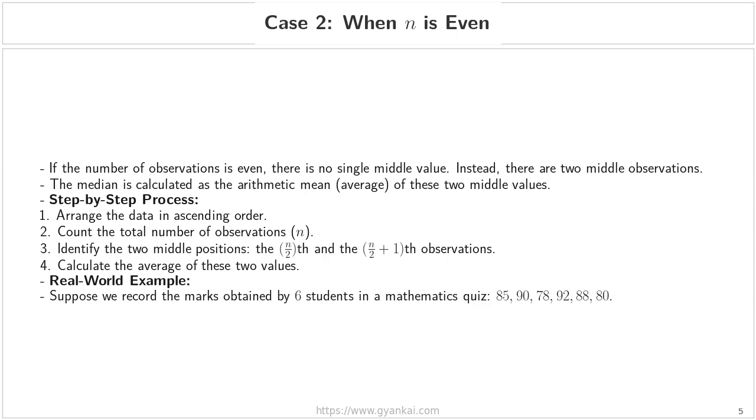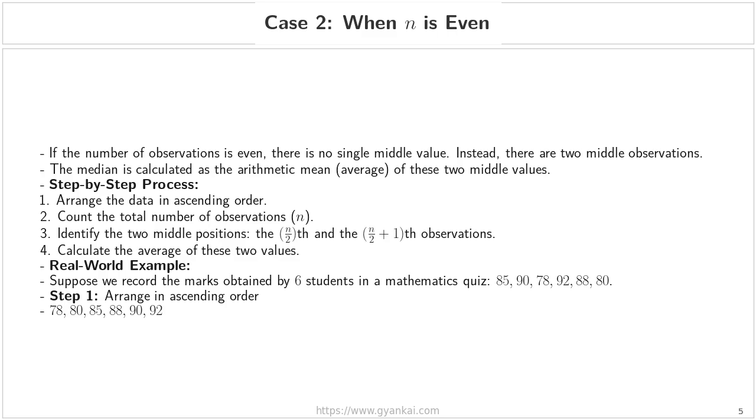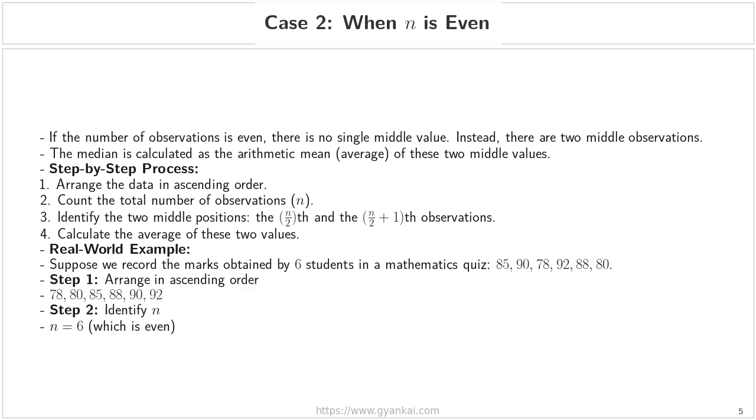Let's look at a real-world example to see this in action. Imagine we have recorded the marks of 6 students in a mathematics quiz, and the raw scores are 85, 90, 78, 92, 88, and 80. Step 1, we arrange them in ascending order, giving us 78, 80, 85, 88, 90, and 92. Step 2, we identify n. Here, n equals 6, which is an even number.